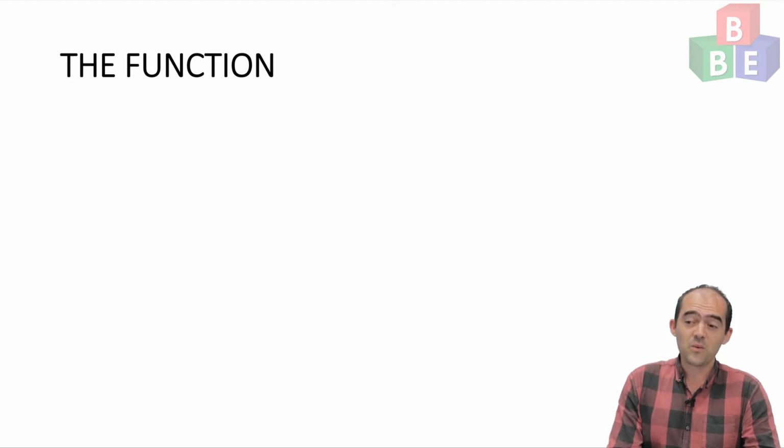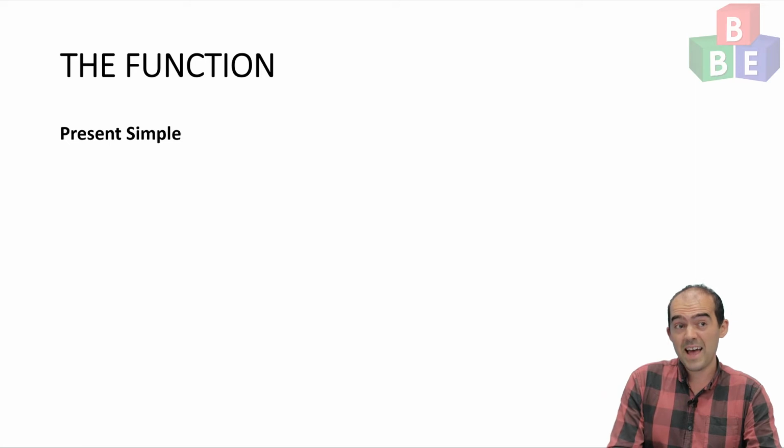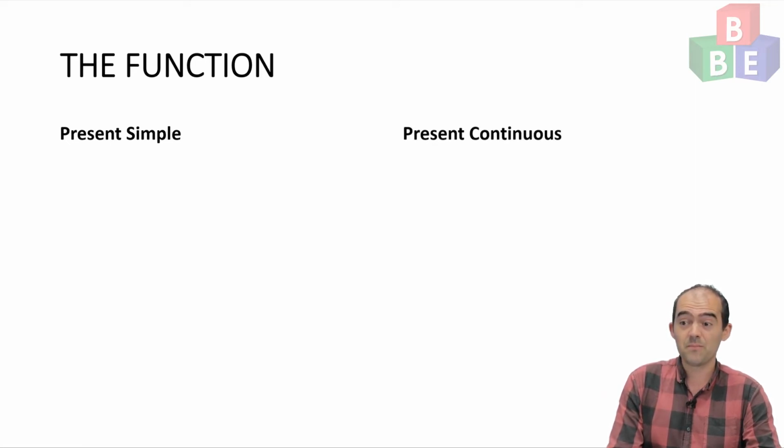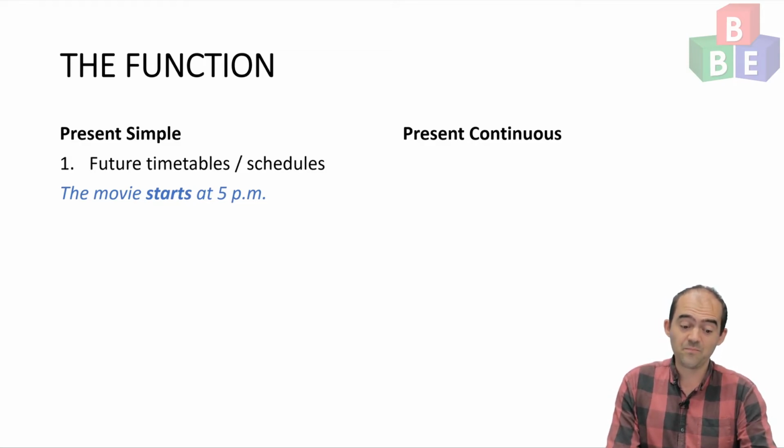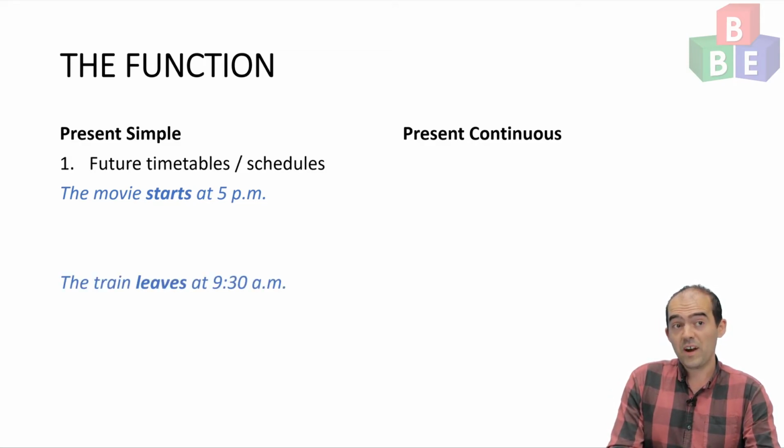There are other ways that we can talk about the future. We can use the present simple and the present continuous. So, the present simple is used to talk about future timetables or schedules. For example, the movie starts at 5 p.m. That's a timetable or a schedule. Or the train leaves at 9:30 a.m. Another schedule that the train is following.